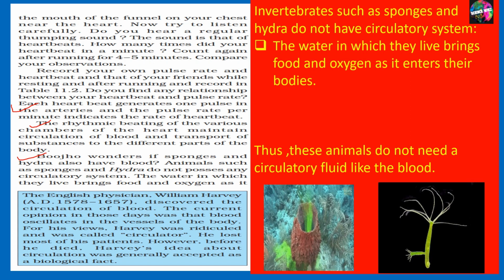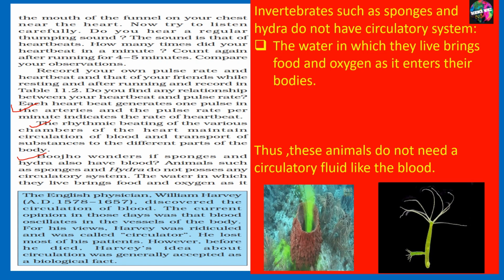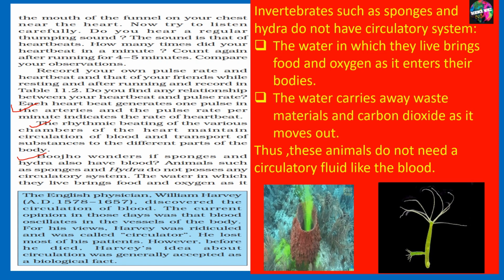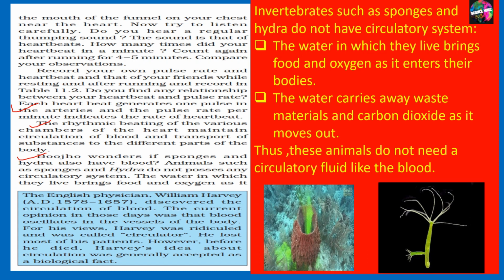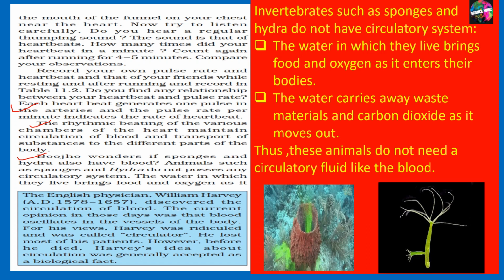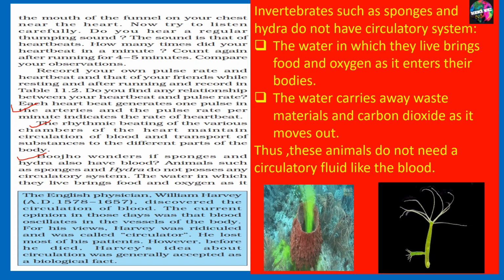The water in which they live brings food and oxygen as it enters their body. The water carries away waste materials and carbon dioxide as it moves out. Thus, these animals do not need a circulatory fluid like the blood. So once again, sponges, sea anemone, hydra, jellyfish, etc. do not have a circulatory system.